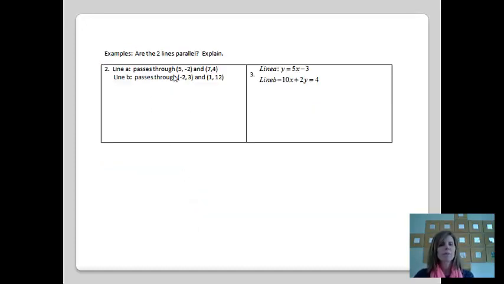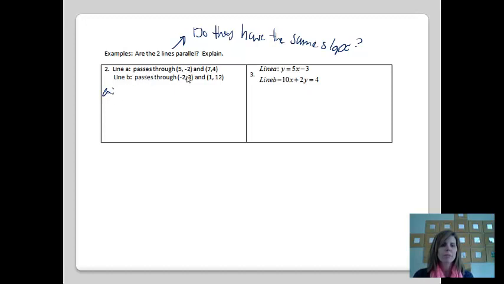Okay, the next thing that we're going to be looking at, if we're given some information, are the two lines parallel? Do they have the same slope? So I'm going to say, are the two lines parallel? We're going to ask ourselves the question, do they have the same slope? If yes, then they'll be parallel. If not, no. All right, so the line A passes through 5, -2, and 7, 4.